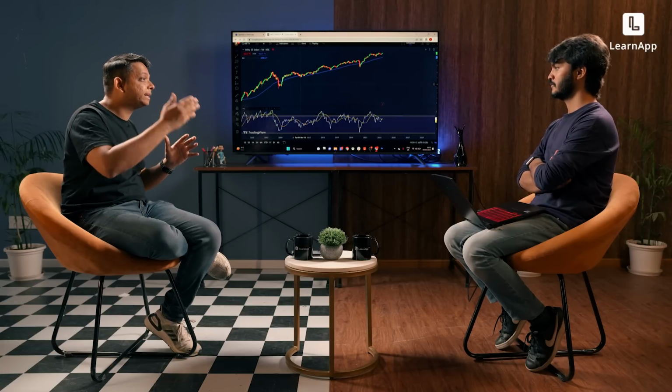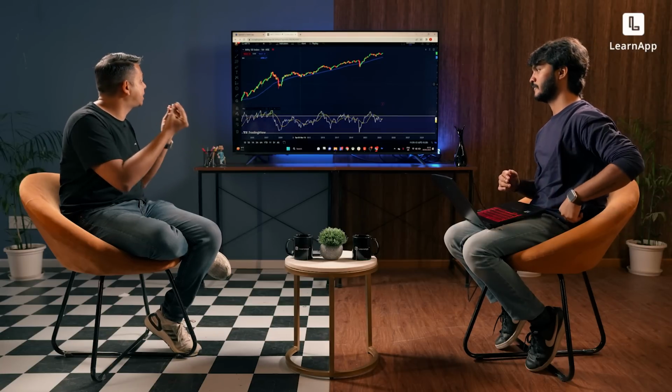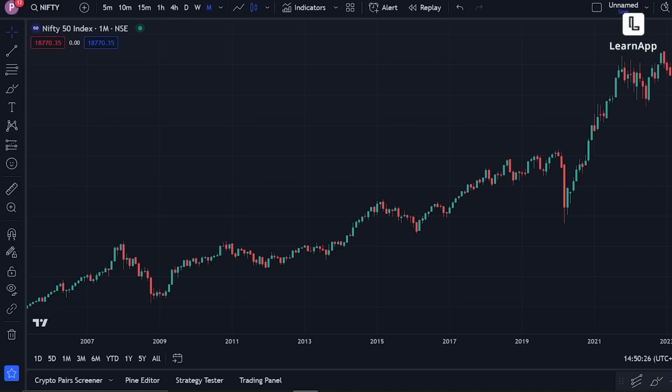So I would always recommend, if you are a beginner, start with a higher time frame like a weekly or, if you can, a monthly chart. So the first thing is a good time frame. Let's change this back to weekly.